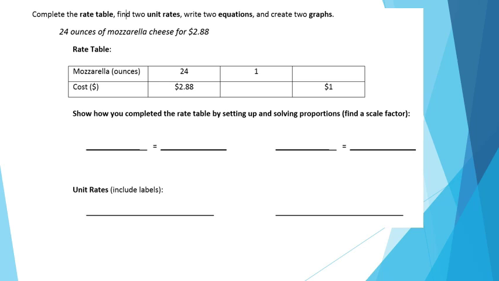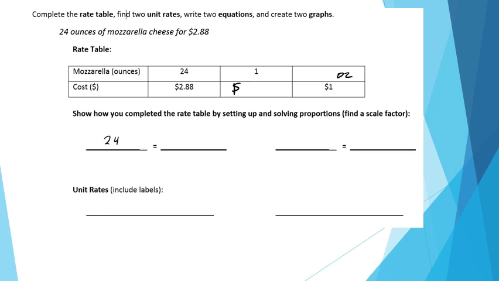So we're starting off with 24 ounces of mozzarella cheese for $2.88. And we're going to find those two unit rates. So I want to find, for example, how much money is 1 ounce of mozzarella cheese, and I also want to find out how many ounces I can buy for $1. Those are my two unit rates. So I'm going to set up my proportions here and then show how I solve them so that I can fill out my rate table.